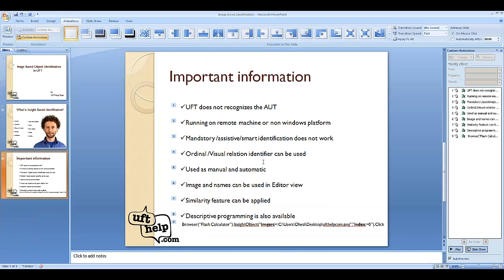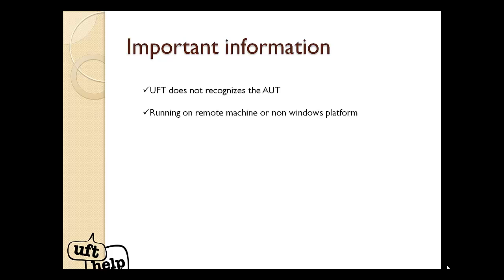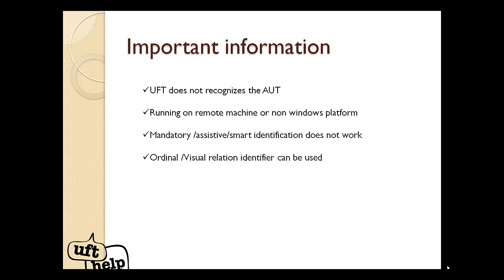Just to summarize again, why we use image based object identification: in case UFT does not recognize my application under test, because the environment in which my AUT is built is not supported by UFT, I'll go for image based identification. Also in case we are working on remote machines or non-Windows platforms, the solution is image based object identification inside recording mode. Mandatory and assistive properties and smart identification are not supported in image based identification. We can use ordinal and visual relation identifiers for unique identification of the objects. The two ways of adding objects to my object repository are manual and automatic. And images and names can be used in the editor view.